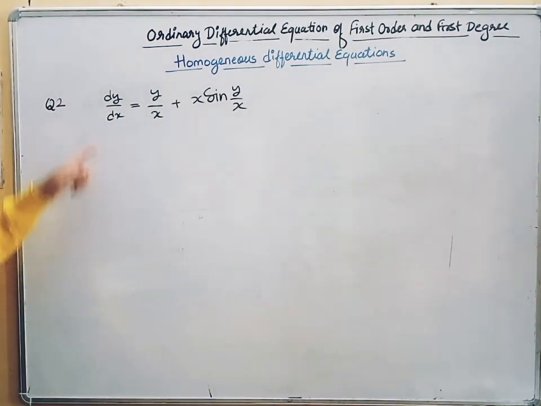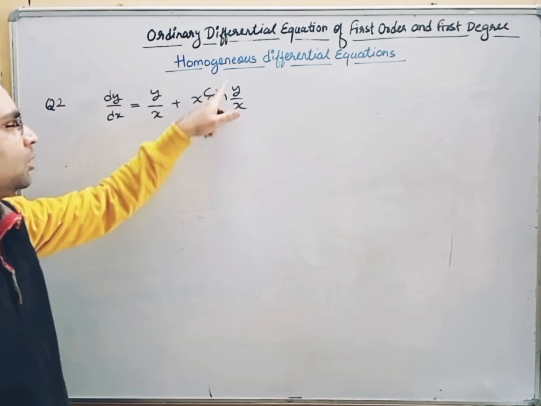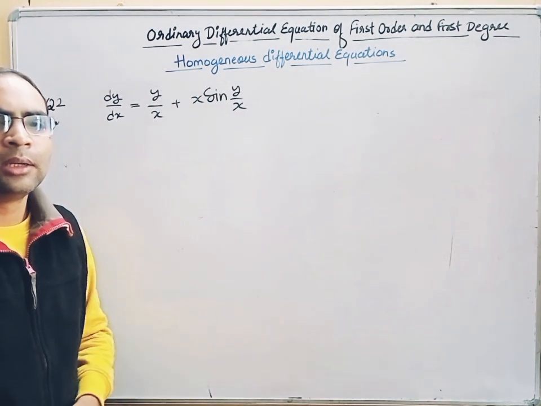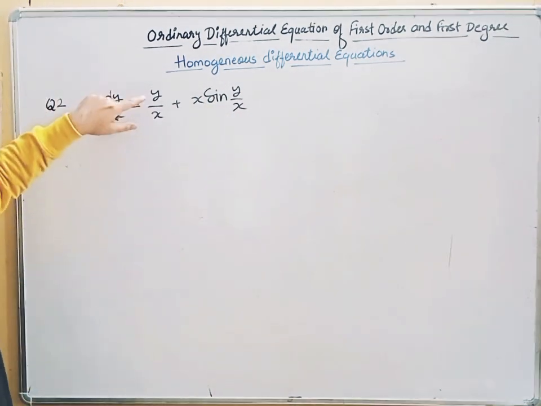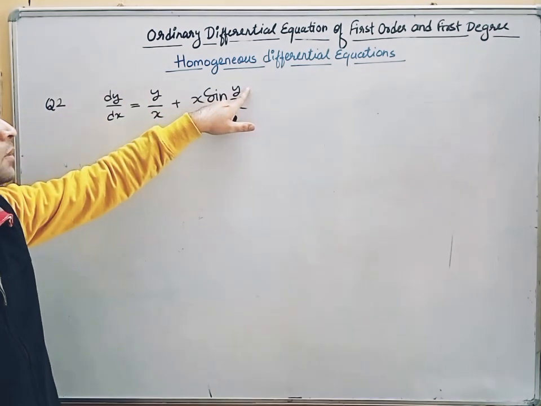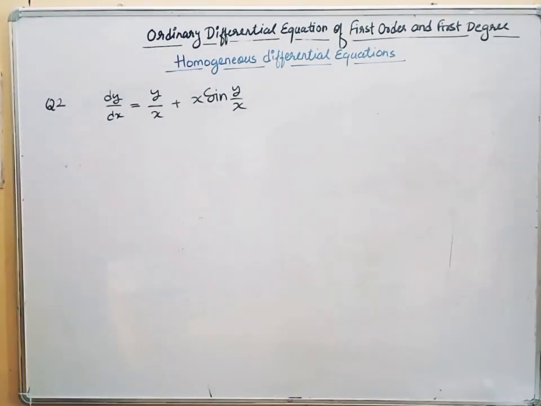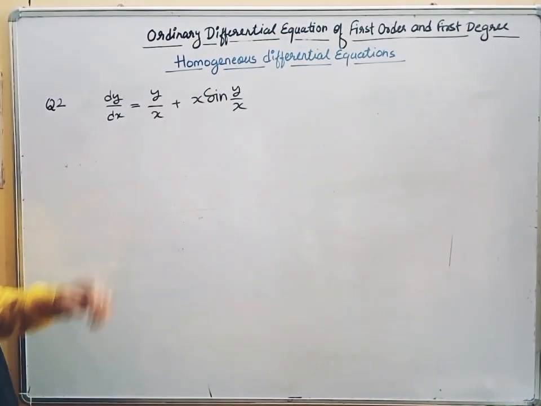In this question, we can see this is dy by dx is equal to y upon x plus sine of y upon x. Let's check the degree of each term. Here we can see y to the power 1, x to the power 1, y to the power 1 and x to the power 1. So the degree is the same. So this is a homogeneous differential equation. Then we will simply substitute accordingly.